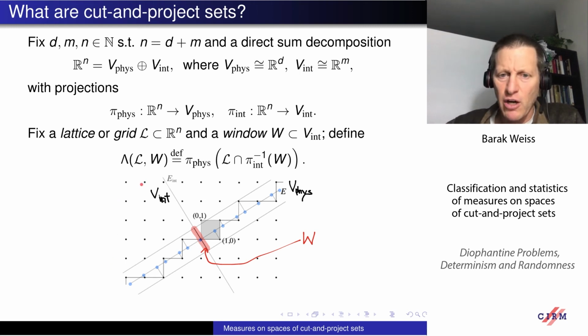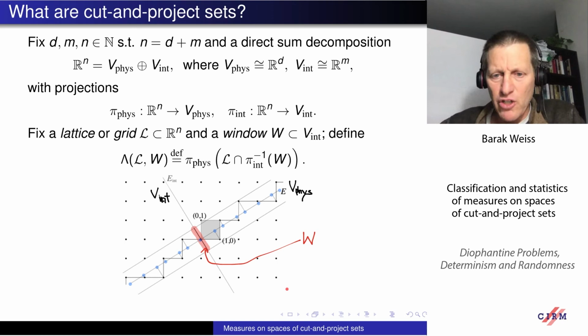The black dots are the Z2 lattice, the standard lattice. W is this red line in internal space. So the pre-image of W here is this strip. You intersect the strip with the lattice, that's the cutting part, and the points that you get after cutting are visible here along this staircase-type line, and then you project all those points down to physical space, and that's your construction. So this is a famous construction and well studied, and I'll say more about the history in a moment.